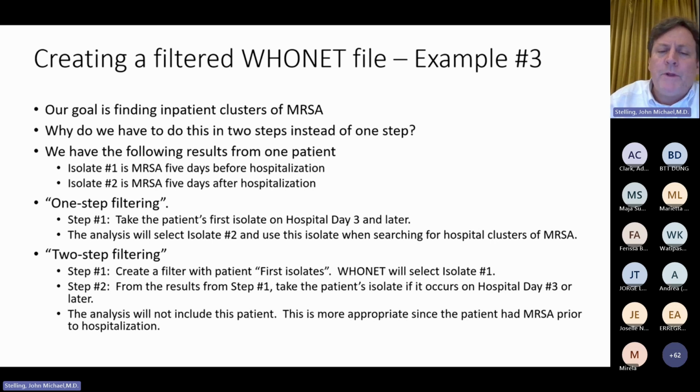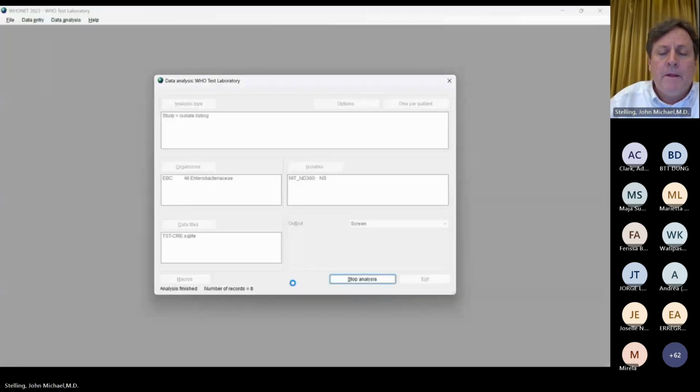They had MRSA before they got to the hospitalization. So with one-step filtering, this patient will be included, not their outpatient isolate but their inpatient one. But I really just want to exclude this patient completely because they had MRSA before they got there. And that's why we have to do this as two steps. Create a filter with first isolates, and then look to see if the first isolate happened on hospital day 3 or later. So let me see how to do that.